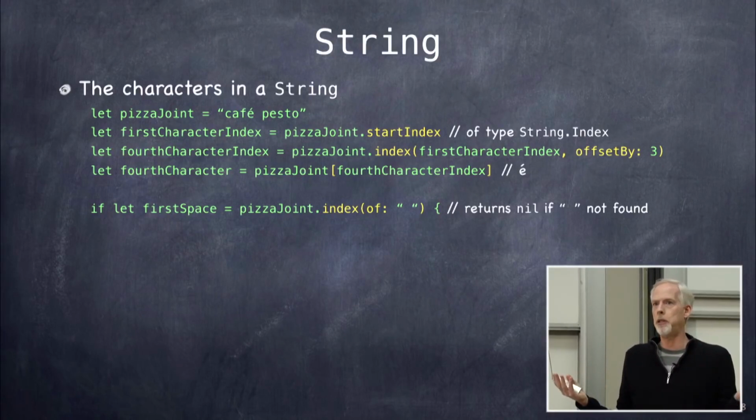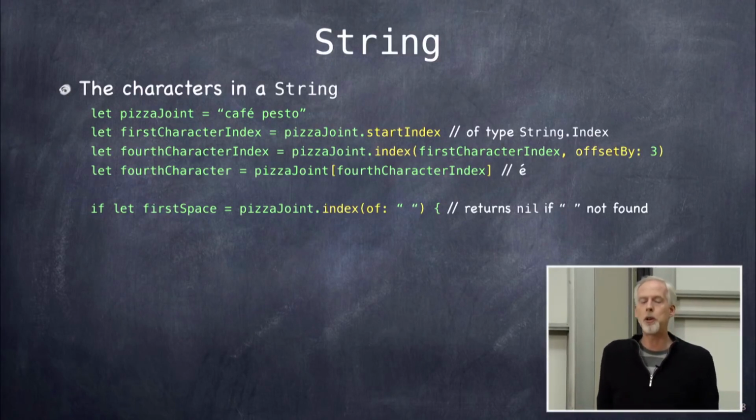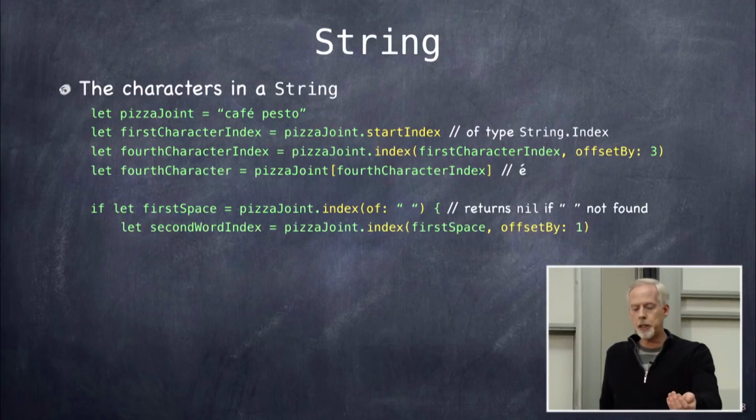There might not be any spaces in pizza joint. There happens to be, but there might not be. So it would return nil then. So I'm doing if let. Now I've got the index of that space.